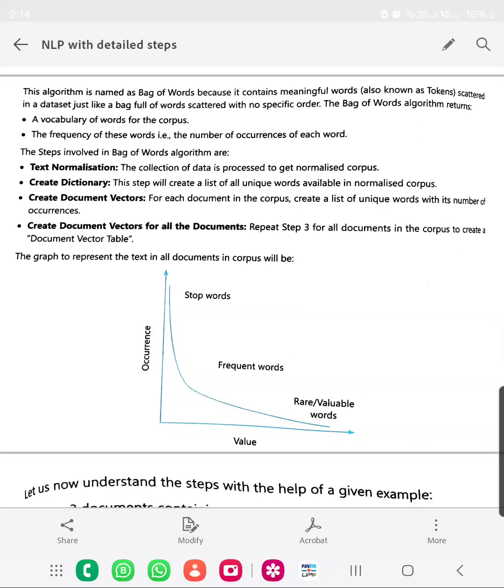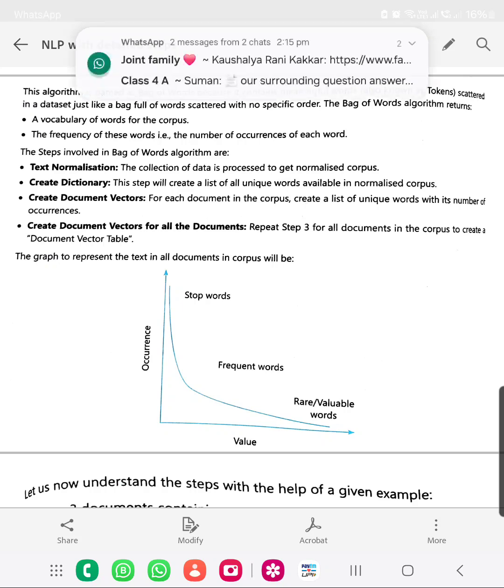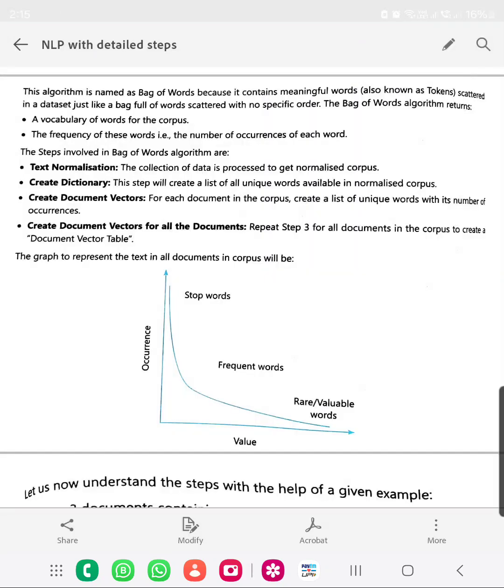After that, we have creation of a dictionary. In the dictionary, we take every document, which includes sentences. Every document is a sentence or a paragraph that is being represented. We take each document one by one and write down all the unique words. If the words are repeated, we do not write them down again, but if they have not appeared earlier, we write them down in the dictionary. So the dictionary consists of all the unique words of the corpus.